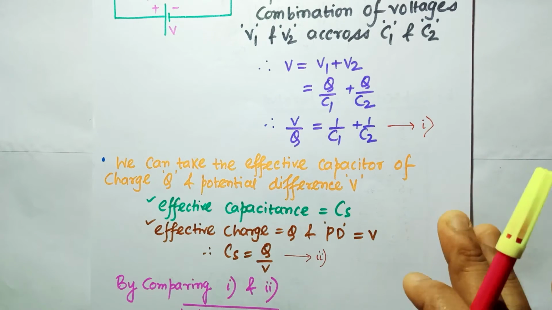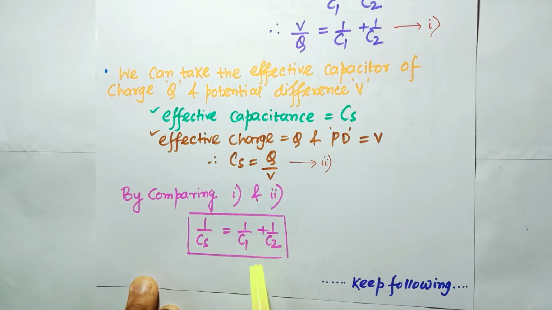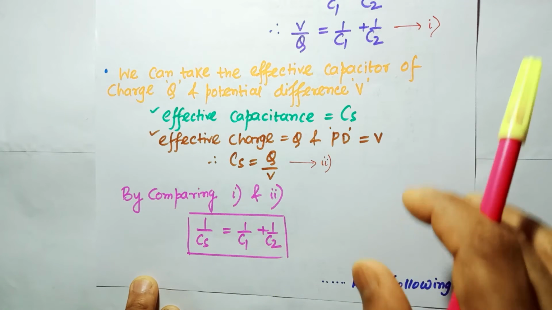So comparing equation number 1 and 2, we can write that 1 by Cs is equal to 1 by C1 plus 1 by C2. So in the series combination of two capacitors, the equivalent resultant capacitance is given by 1 by Cs equal to 1 by C1 plus 1 by C2.